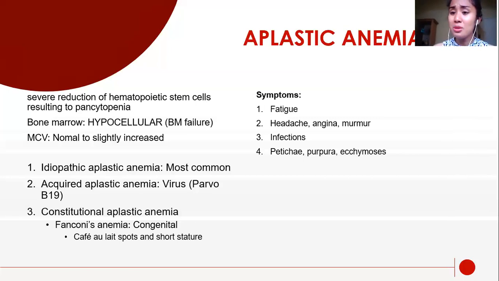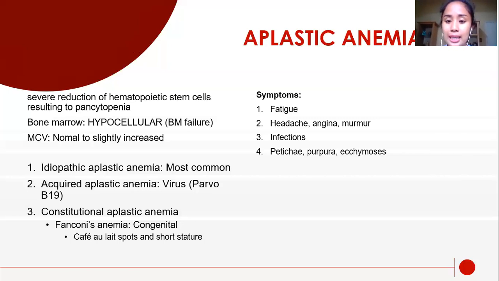It's terrible because it's congenital and the person has no red cells and no WBC, so they are very prone to infection, bruising, and bleeding. In your notes it's hyperpigmentation, but here I found it can be café au lait spots, hyperpigmentation on the skin, and short stature. That's Fanconi's anemia, aplastic anemia.